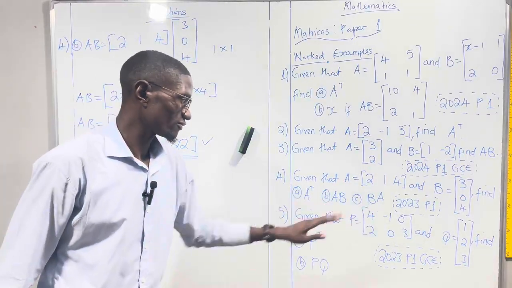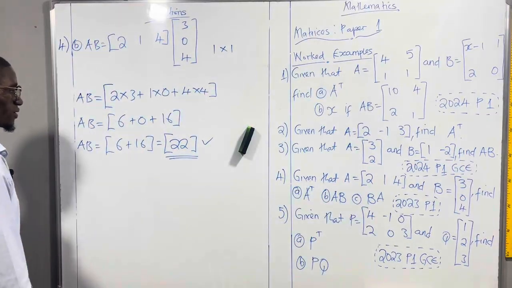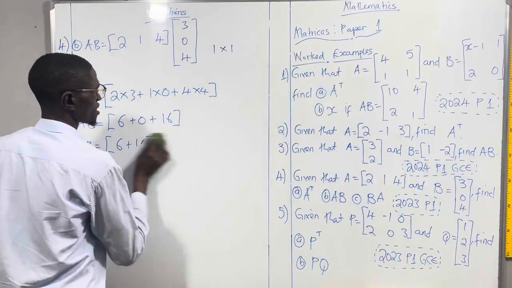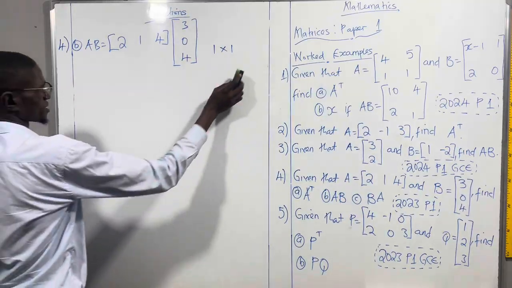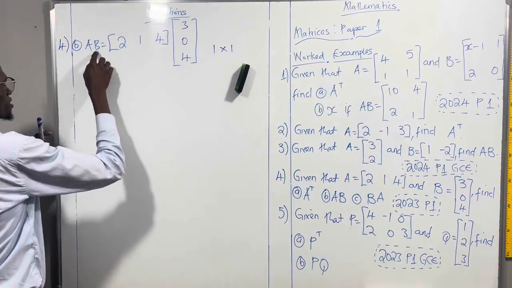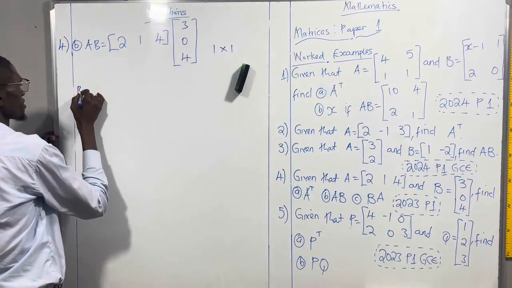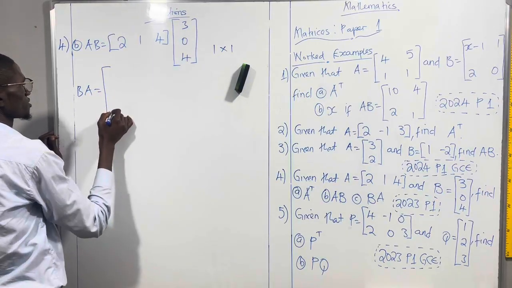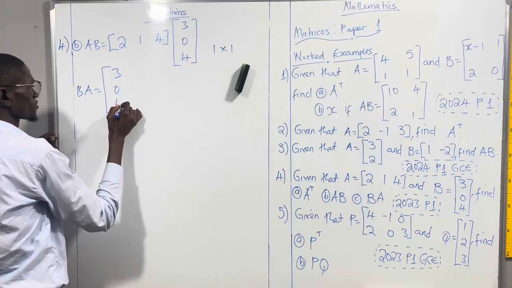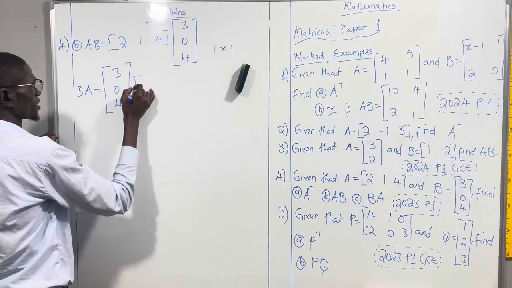We now come to this one, find BA. BA. So you always start with the first listed matrix. This one was AB. This is now going to be BA. So meaning we're supposed to start with this matrix. So we're going to say 304 multiplied by 214.